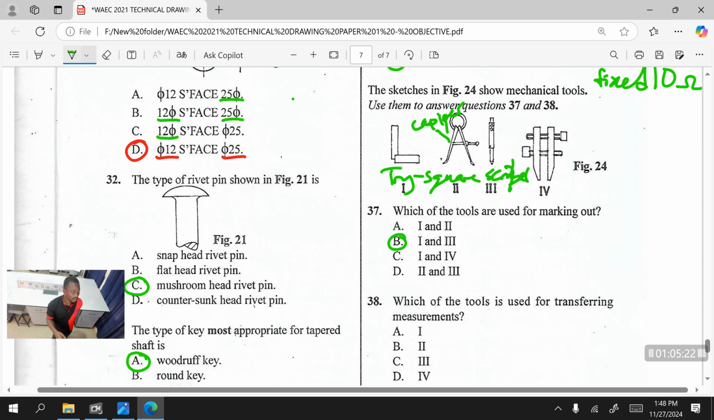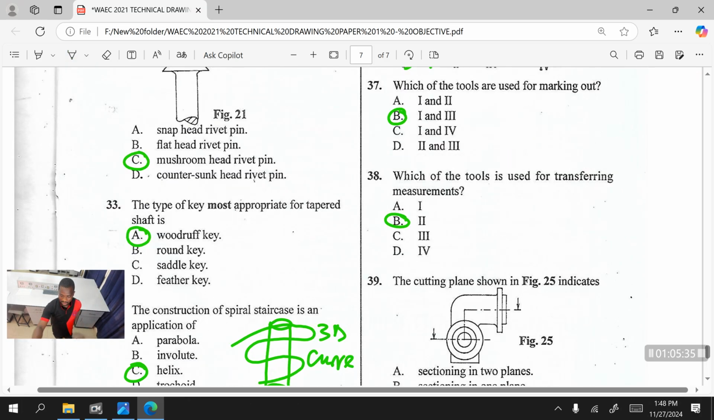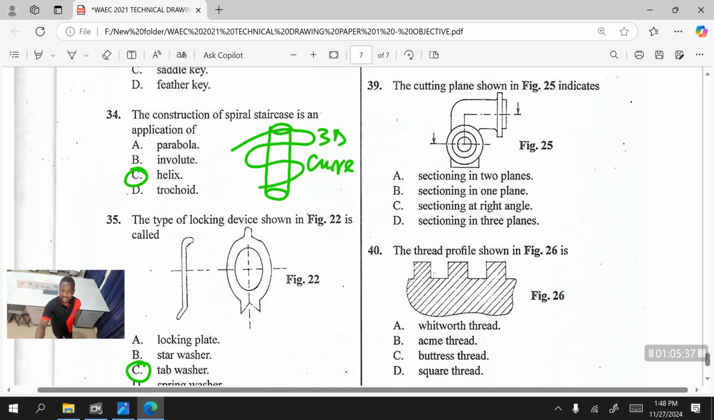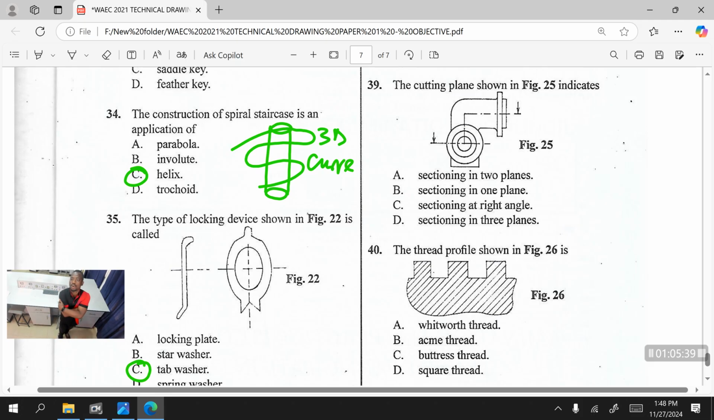Then 38. Which of the tools is used for transferring measurement? That is a caliper. We use it for transferring measurement. Caliper. So 39. The cutting plane shown in figure 25 indicates what? See, we have a cutting plane. Can you see it now?